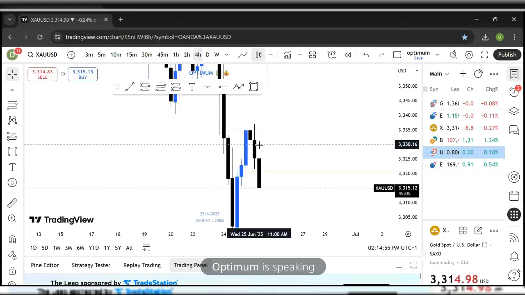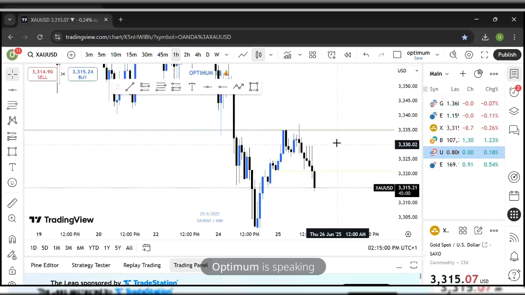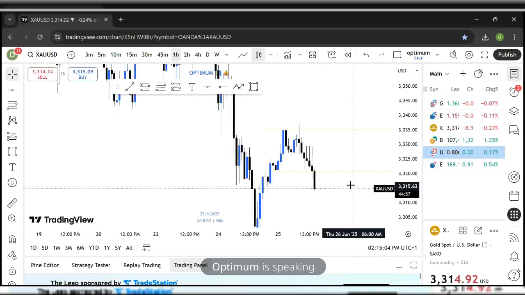Now what we are supposed to do next is to go to at least 1 hour. They normally go to 1 hour. Some people can go all the way down to 15 minutes and then 5 minutes. But me, I prefer 1 hour. Now going down to 1 hour, let me mark the zone.